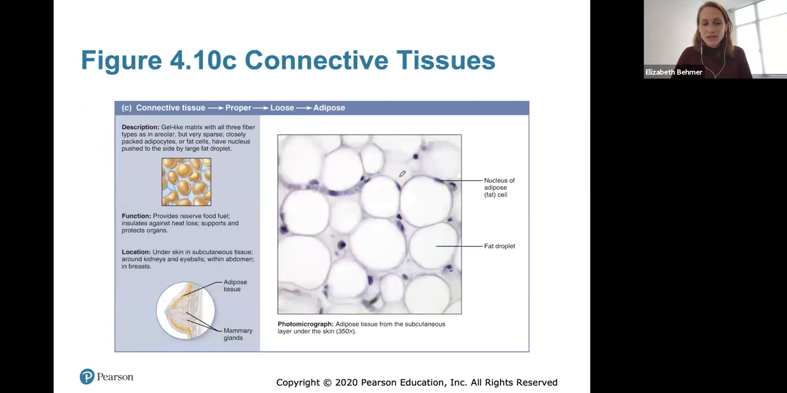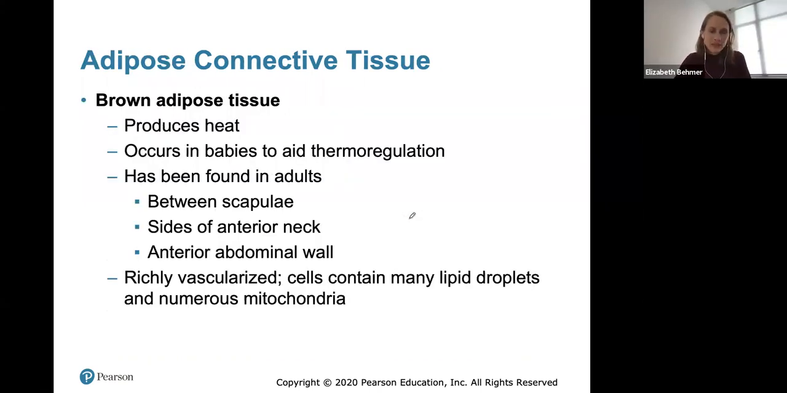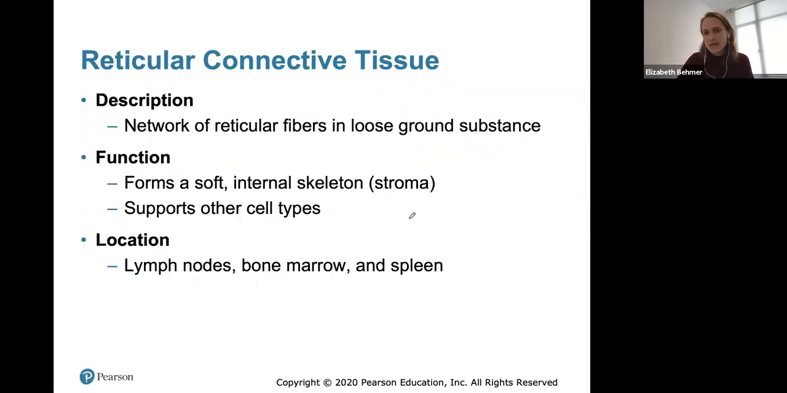So here's a look at adipose tissue. The nucleus is pushed off to the side. The fat droplet fills up the entire cell. So it looks empty, but you're looking at fat droplets filling up the entire cell. Brown adipose tissue produces heat, and it occurs in babies to aid in thermoregulation.